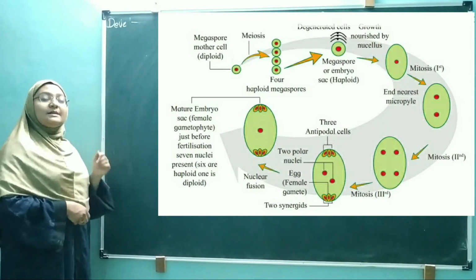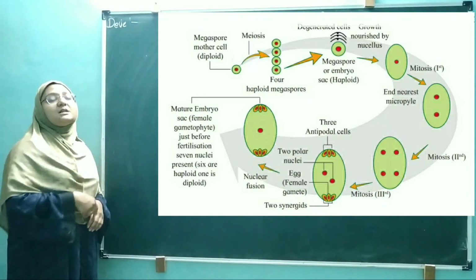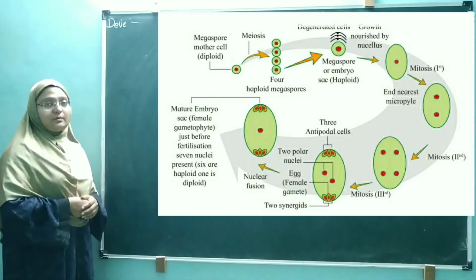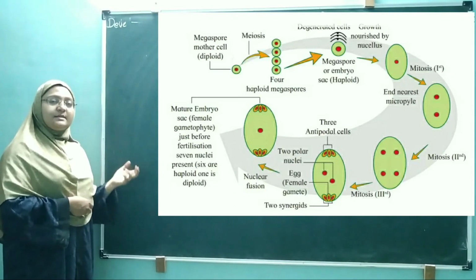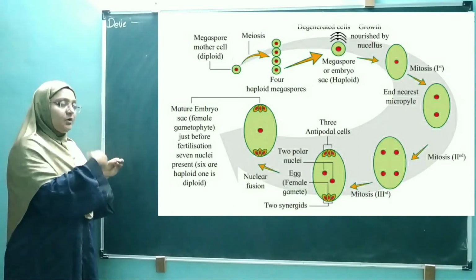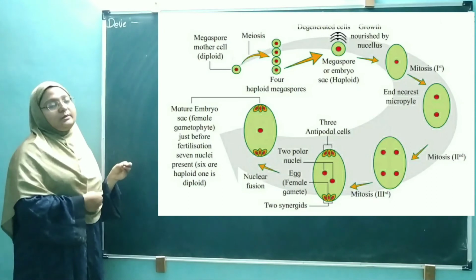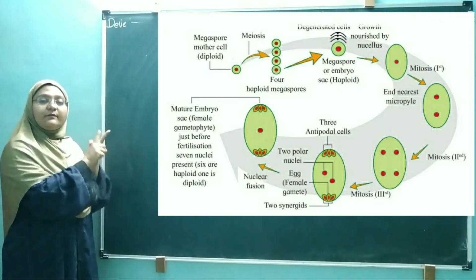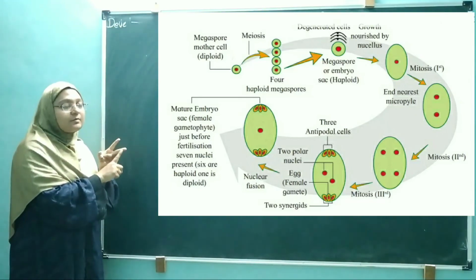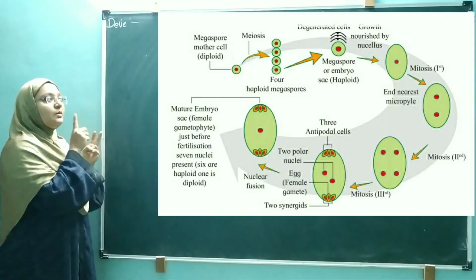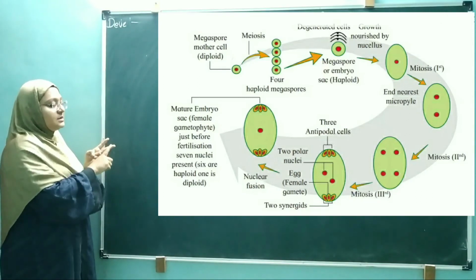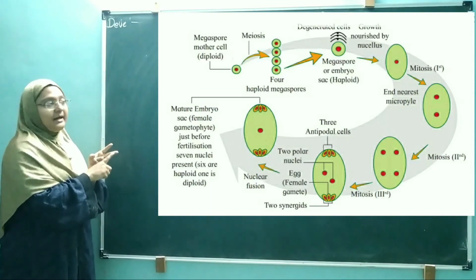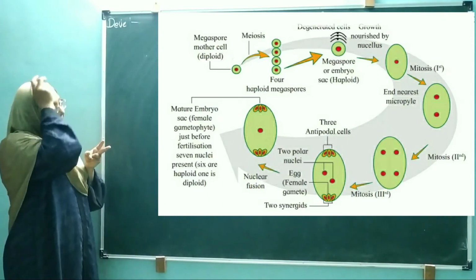But this whole thing is happening inside the megaspore. That is what is called an endosporic kind of development. Endosporic is where the embryo sac develops within the endospore. It is also called monosporic. Why is it called monosporic? Because only one functional megaspore gives rise to the one embryo sac. It is also called polyamnal.